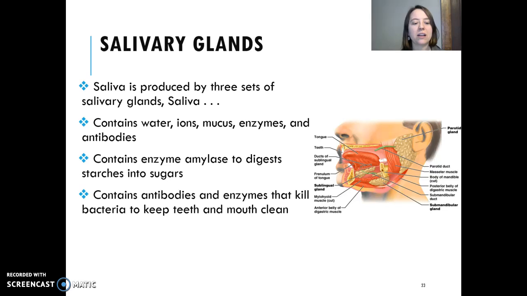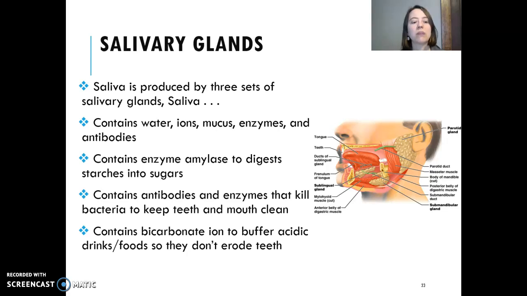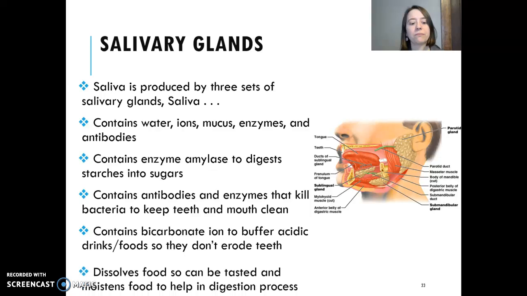It also contains antibodies and enzymes that kill bacteria to keep the teeth and mouth clean, which is good because a lot of pathogens enter through your mouth. It also contains bicarbonate, the bicarbonate ion, which is used to buffer acidic drinks and foods so they don't erode your teeth, which is good because a lot of things we eat are acidic, particularly pop. And let's see, teeth start corroding at a pH of 5.5, and I know pop is much more acidic than that. It's a good thing our saliva is there to protect our teeth.